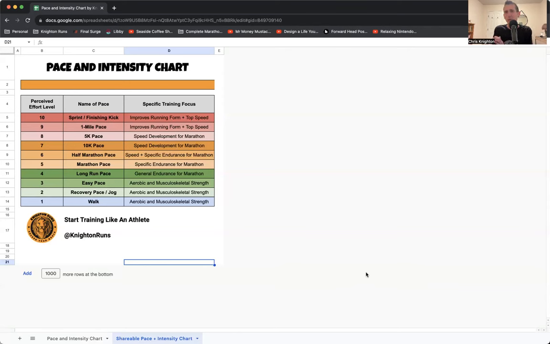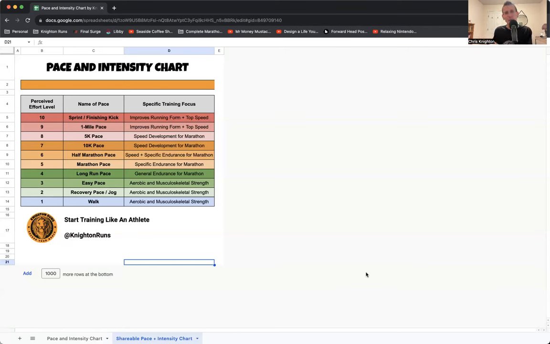And next time you run one, try to give it an intensity. Say, okay, I know I'm supposed to be doing half marathon pace here. This should feel like 6 or 7 out of 10. Next time you do strides or mile paced repeats, same idea. Think, okay, this should be a 9 out of 10 effort. Remember that it's not an 8. It should be harder than that.